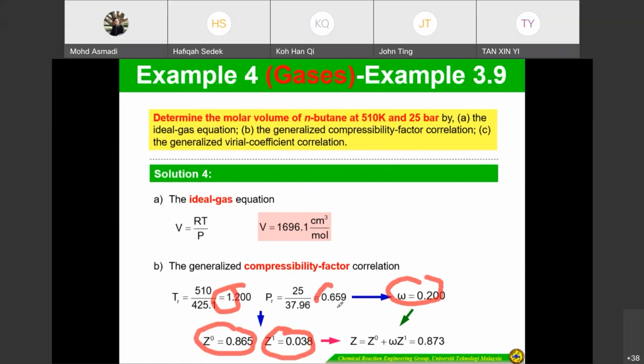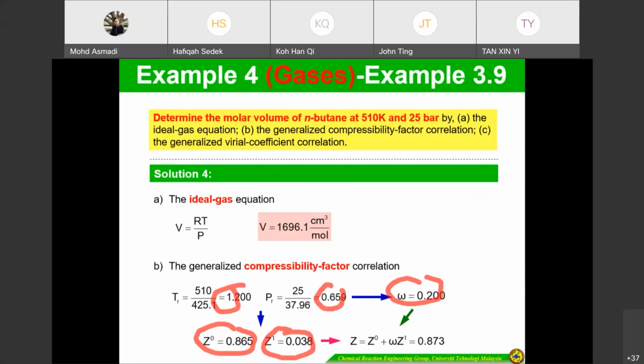If you look at table E, the value of TR is equal to 1.2, and PR is 0.659. For 0.659 and 1.2, you have to do the interpolation.